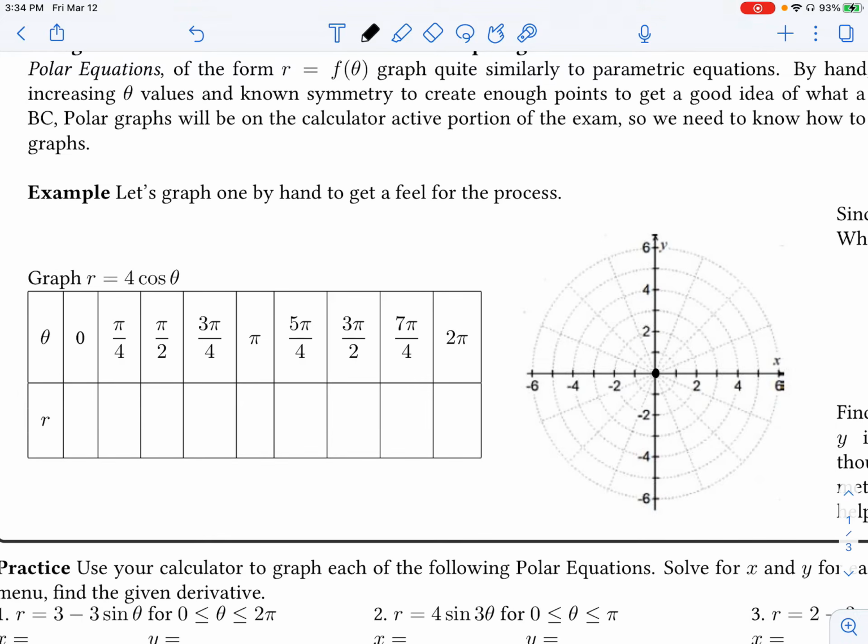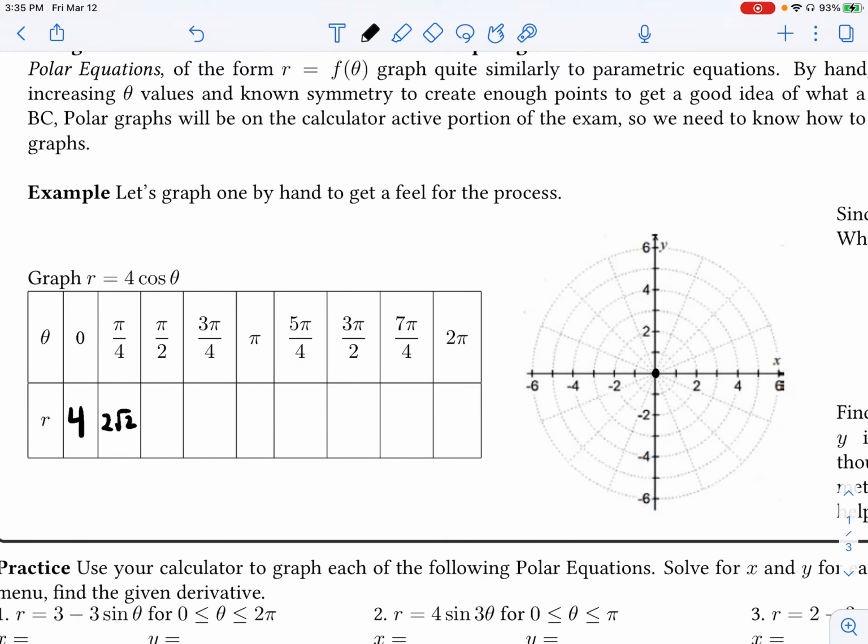So we're going to plug in these values that we have listed here for theta and see what we get for r. So the cosine of 0 is 1. So 1 times 4 just gives us 4. And then when we have pi over 4, cosine of pi over 4 is root 2 over 2. And root 2 over 2 times 4 is 2 root 2. And we're going to just kind of rinse and repeat this.